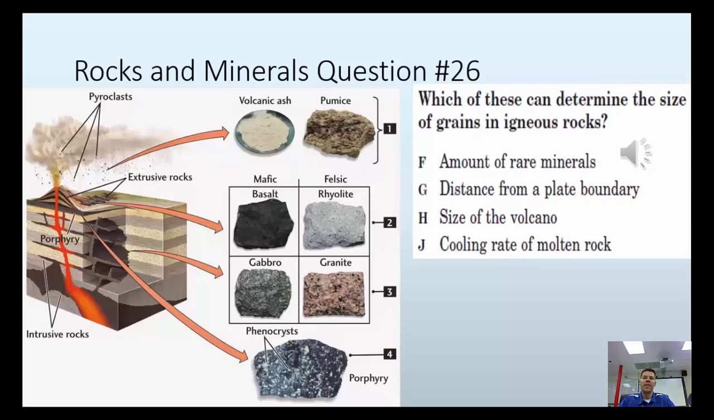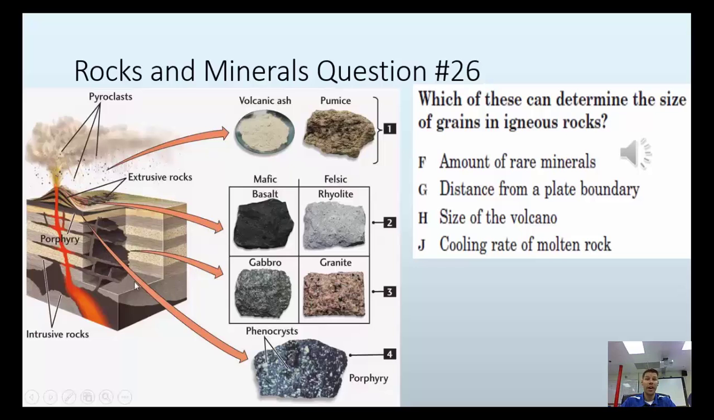Which of these can determine the size of grains in igneous rocks? The amount of rare minerals, the distance from a plate boundary, the size of the volcano, or the cooling rate of molten rock? When they talk about grain size in an igneous rock, what they're really talking about here is the crystals. And remember, crystal development is determined on how fast the rock cools.